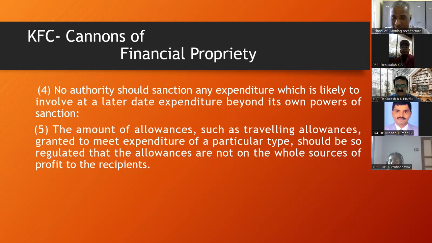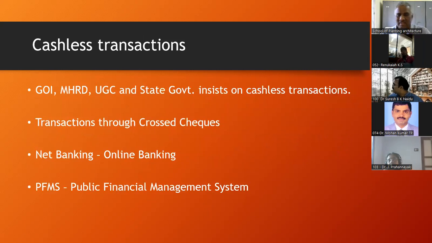Especially with some expenses, such as traveling expenses granted to meet some expenditure. Usually we go for LTC or some university work. They travel second class, but claim first class. We should not unduly profit from that. Means you claim the taxi fare, but you go by bus. We have to verify whether the expenditure is proper. Otherwise, there's a benefit in that. The sanctioning authority will be responsible for that.